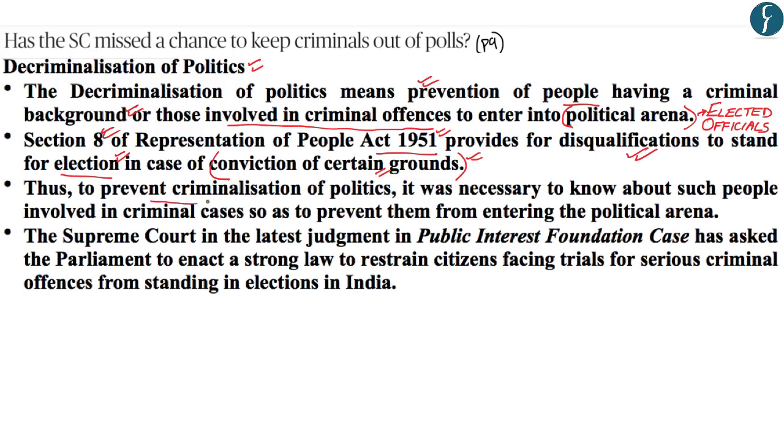However, to prevent criminalization of politics, the first thing that is required is to know about such people who are involved in criminal cases. And it is only after knowing which person is involved in criminal cases that they can be prevented from entering the political arena. Now, the current context of the article is a recent judgment of the Supreme Court. The Supreme Court in the Public Interest Foundation case has asked the Parliament to form a law so as to restrain citizens who are facing trials for serious criminal offences from standing in elections in India.